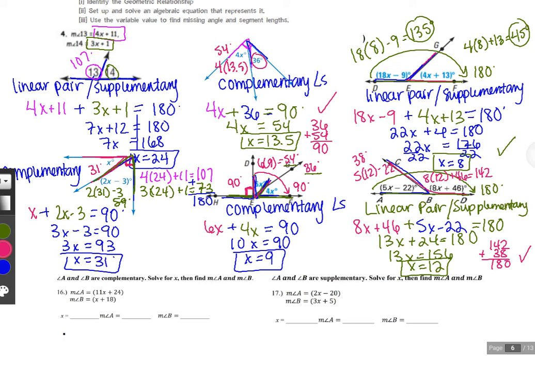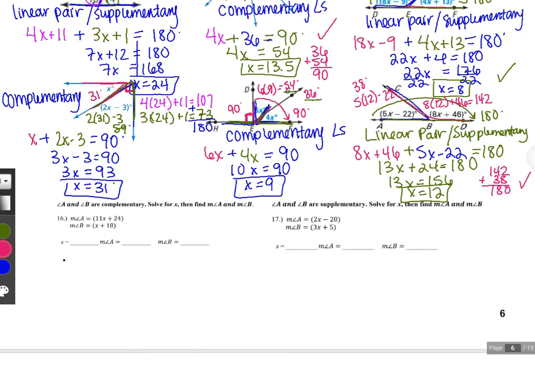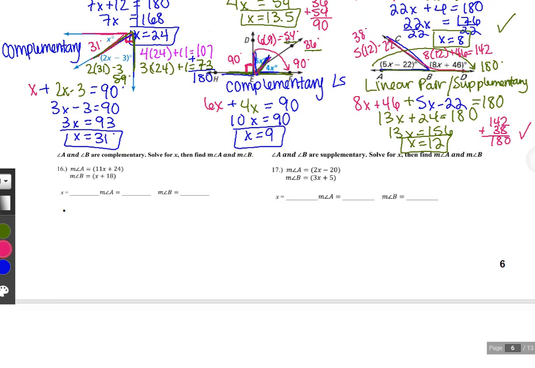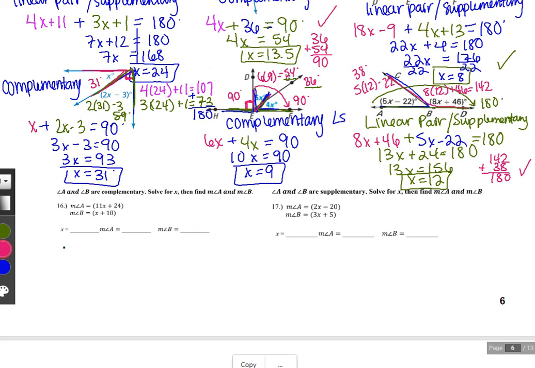Alright, so for this next part doesn't give us any diagrams, but it tells us something important. So angle A and angle B are complementary. We know that when angles are complementary, they should add together to equal 90 degrees. So here we're just solving for x and finding angle A and B.